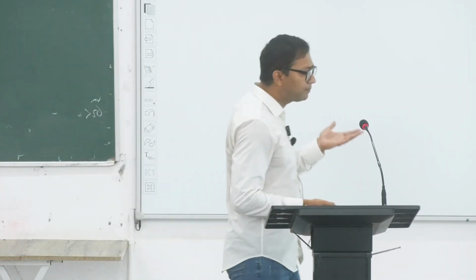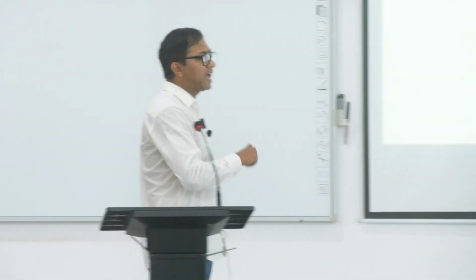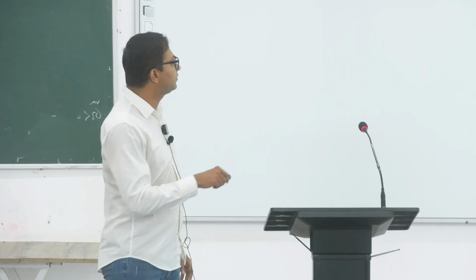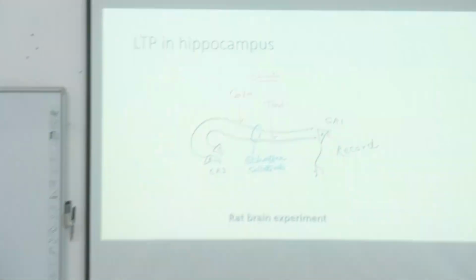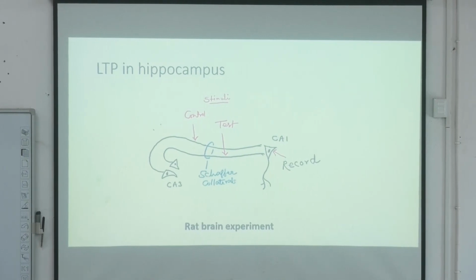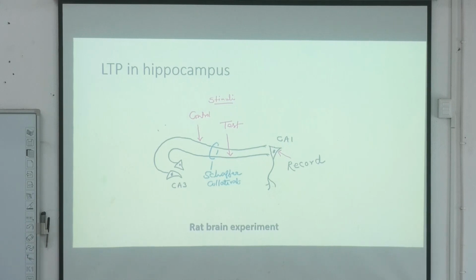There was an experiment by a scientist. You do not need to remember the experiment. It was done on rat brain, okay? And in the hippocampus, there are two different types of neurons, CA3 and CA1, right? And there are collateral fibers which are called Schaffer's collateral. And there was an experiment.